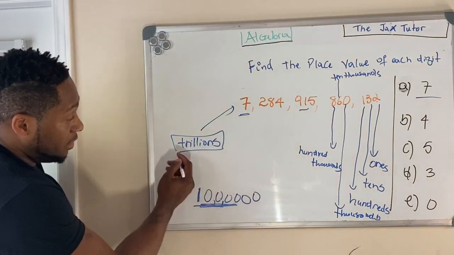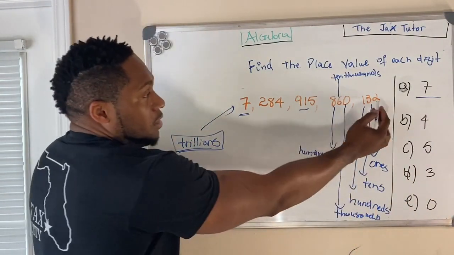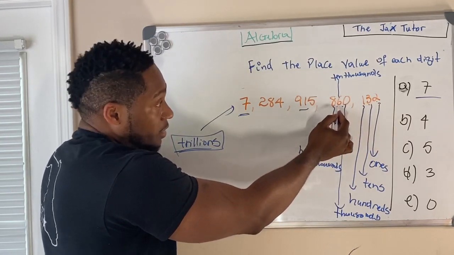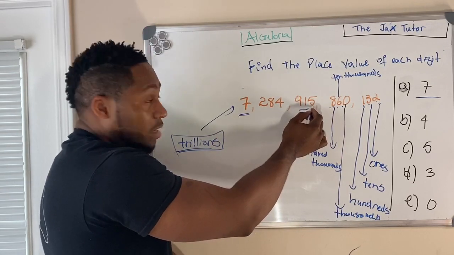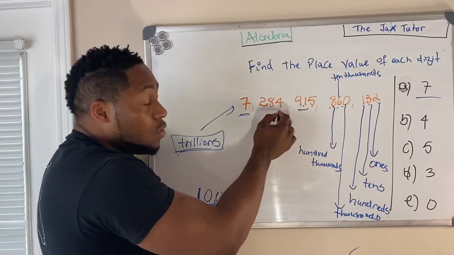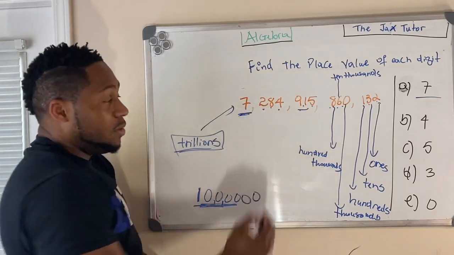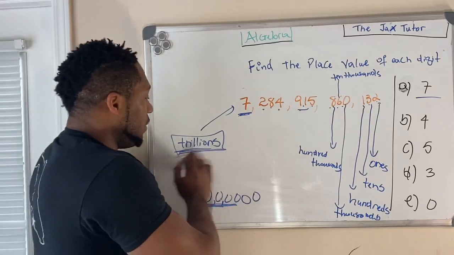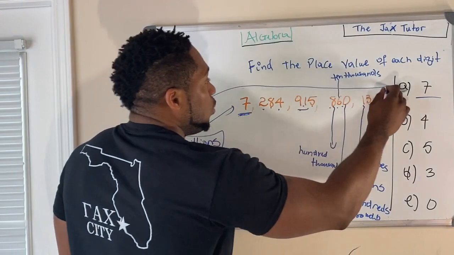So we found this one is the trillions place value. Starting with ones, tens, hundreds, thousands, 10,000s, 100,000s. You add another zero to 100,000, that gives you a million. 10 million, 100 million, 1 billion, 10 billion, 100 billion, and 1 trillion. If you've heard people talking about this number, it's 1 trillion. So the 7 is at the trillions place value.